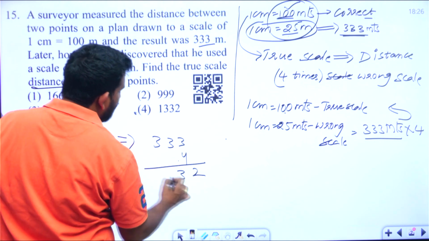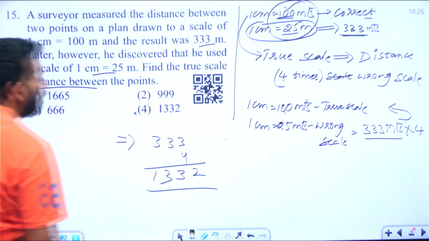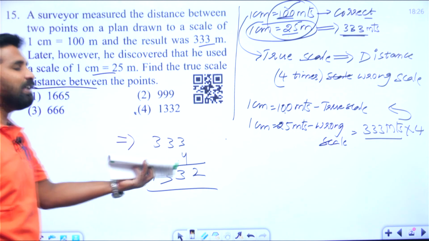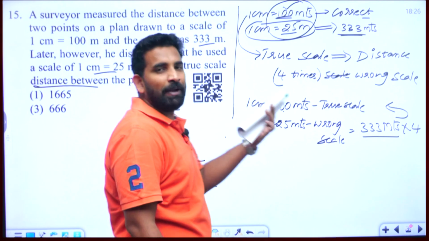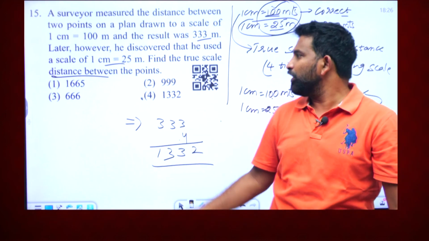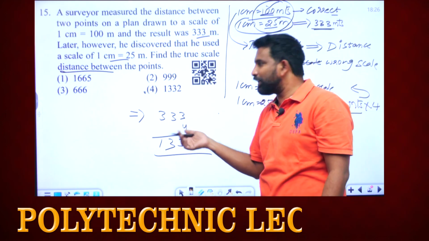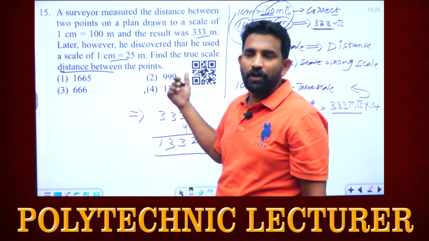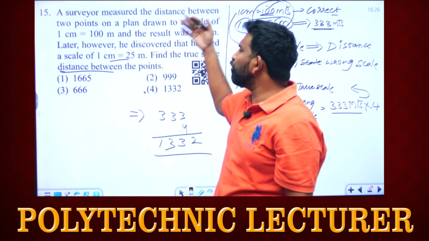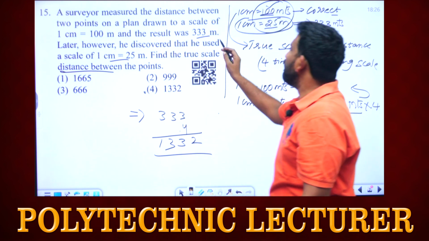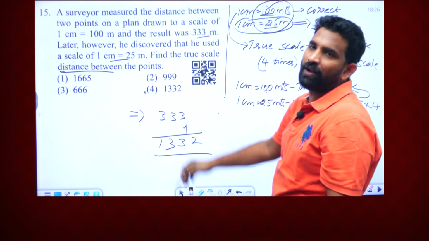4 threes are 12, so the answer will be 1332. This is a simple, clear answer that we can find by using simple mathematics. No need to go for any formulas like true distance and true distances from the scales. Simply follow the logic, and we will easily be able to answer such a question.